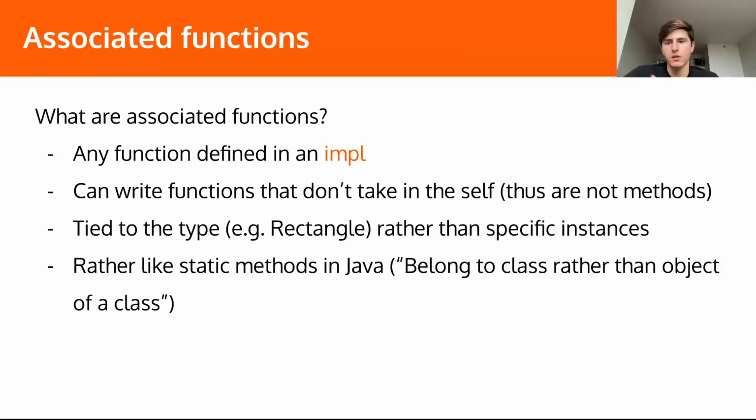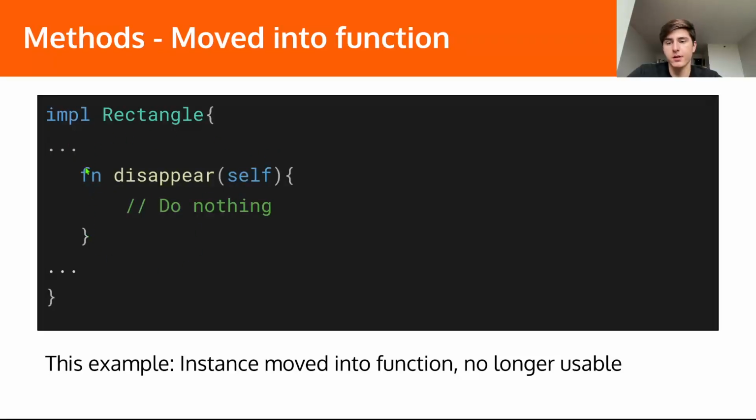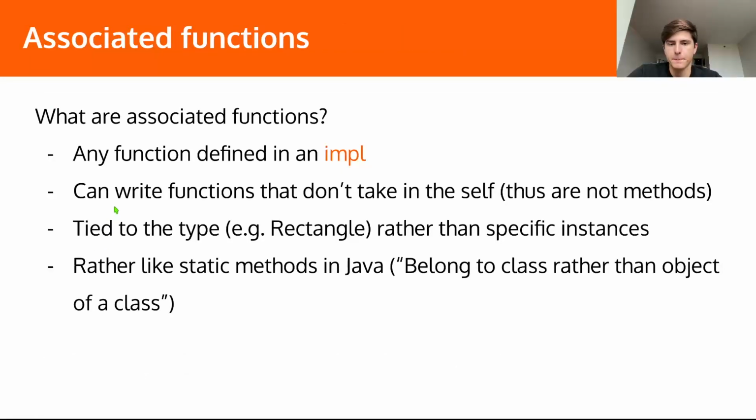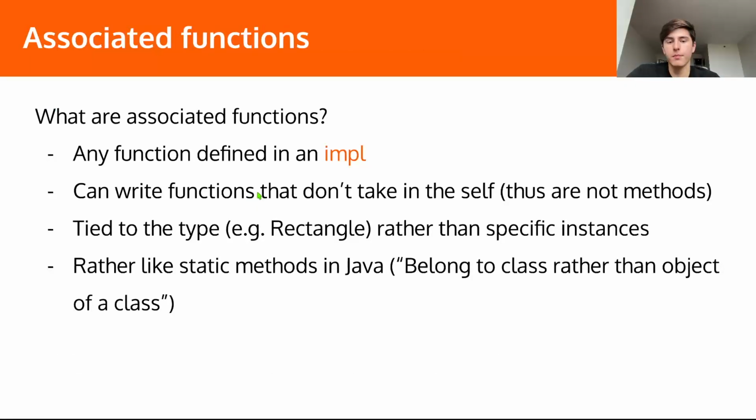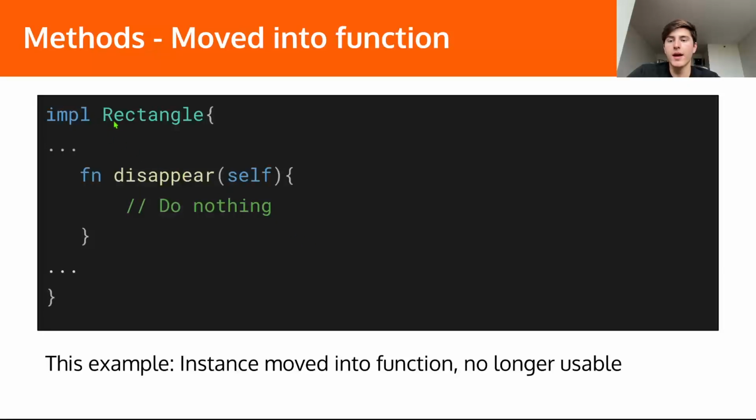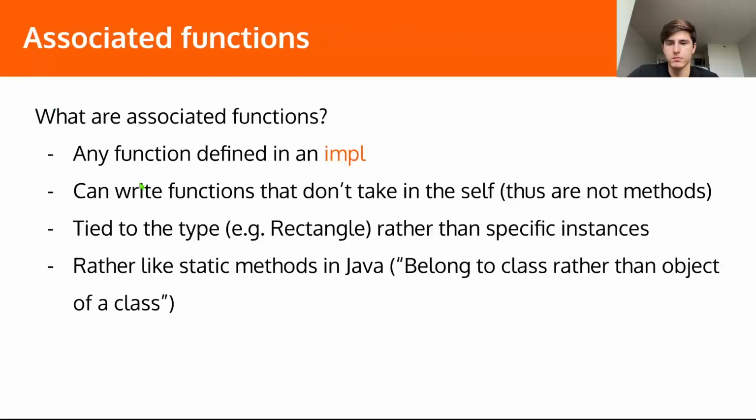So what are associated functions? They're essentially Rust's take on methods. They're any function you define in an impl, like here, disappear is an associated method of rectangle since you defined it within here. You can also write functions that don't take in the self keyword. These aren't methods, but they're tied to the type as such, so you can call rectangle dot some function. Or not dot, but colon colon.